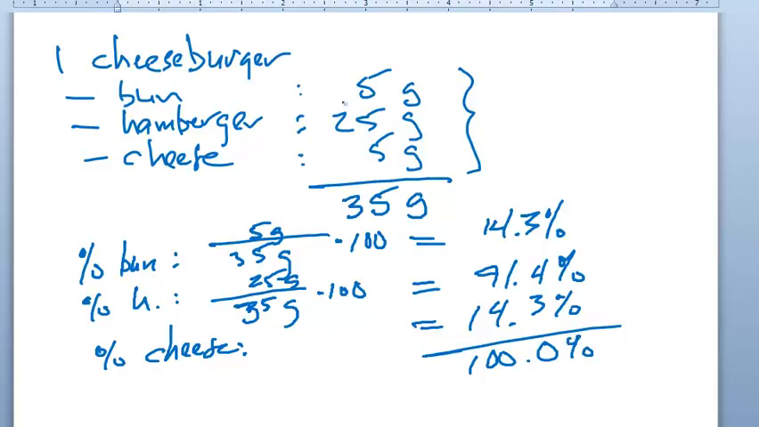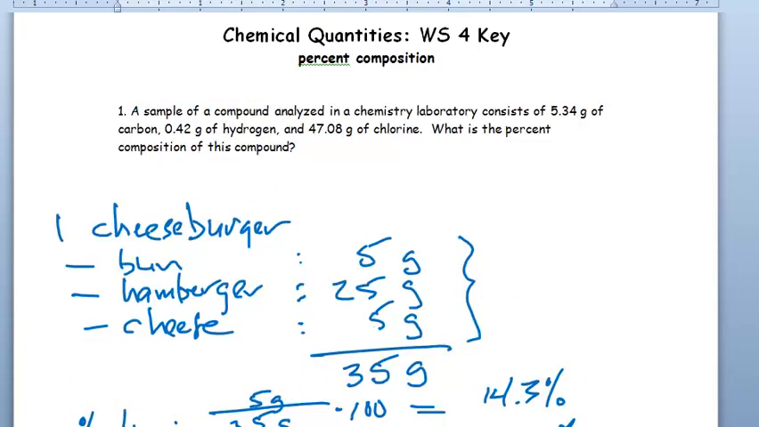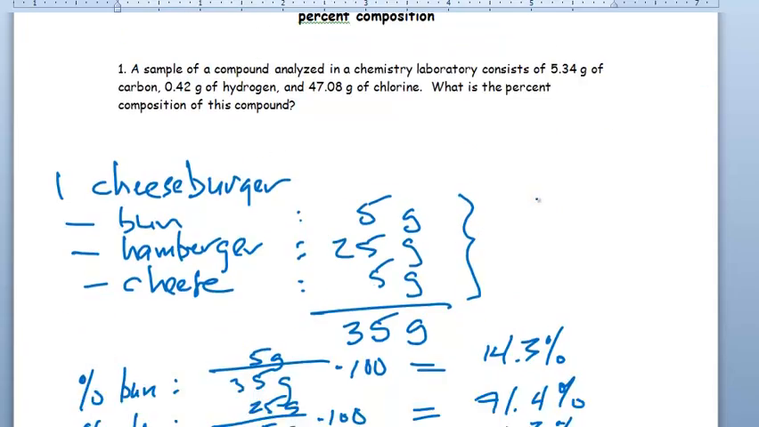So in a simplistic example, this is exactly the same procedure that we're going to use for calculating the percent composition of a compound as contributed from each of its constituent elements. So that's what problem number 1 consists of in your homework. So why don't we do that together?